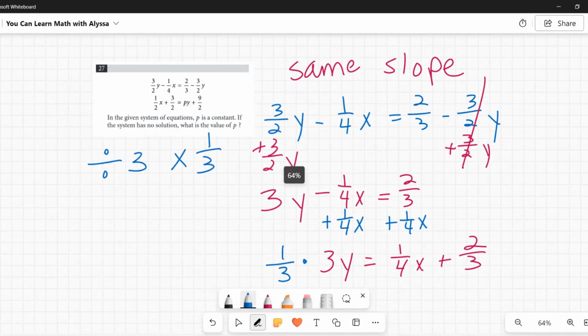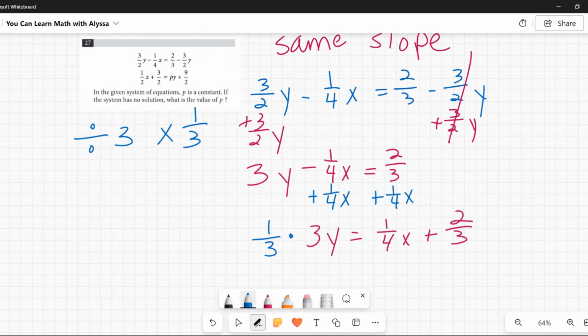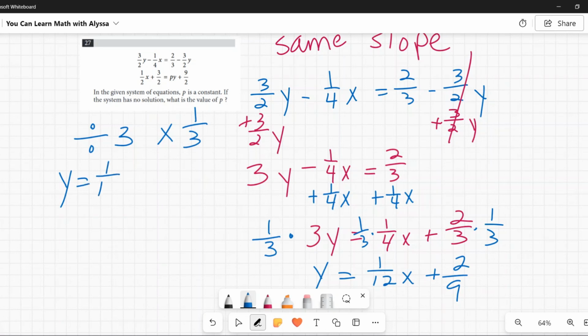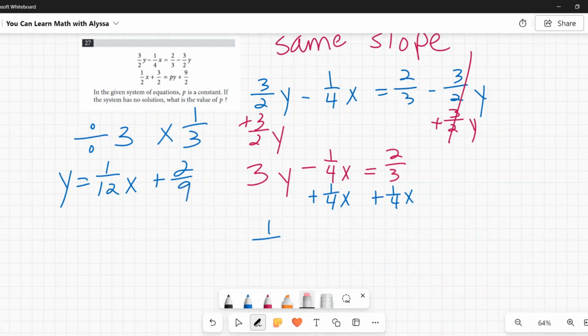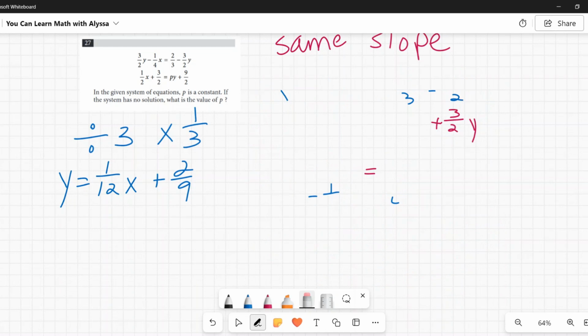All right, so on the left, I'm multiplying by 1/3, and on the right, I need to multiply everything by 1/3. So on the left, it cancels out. I just get y. On the right, 1/3 times 1/4 is 1/12 x. And then 2/3 times 1/3 is 2/9. Okay, so there is my first equation. I'm going to write it over here. y equals 1/12 x plus 2/9. Okay, I'm going to erase all this. We're going to start over with the second equation.